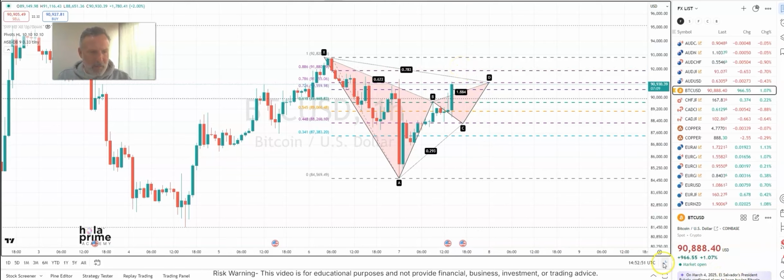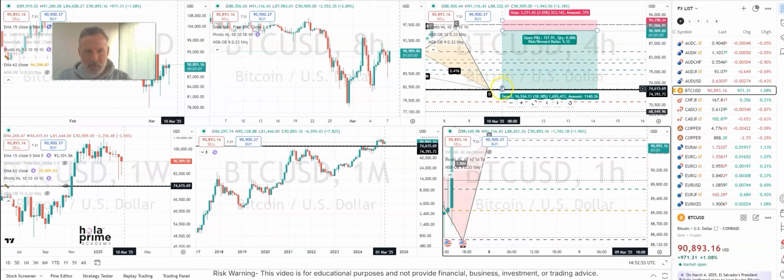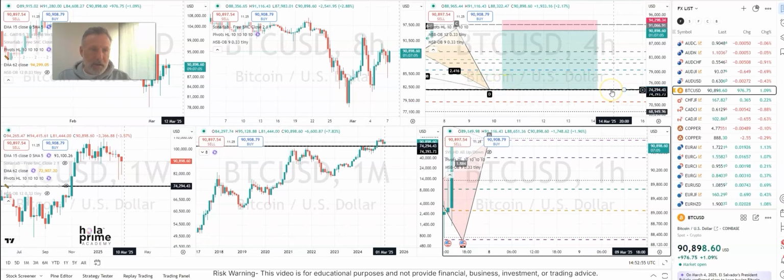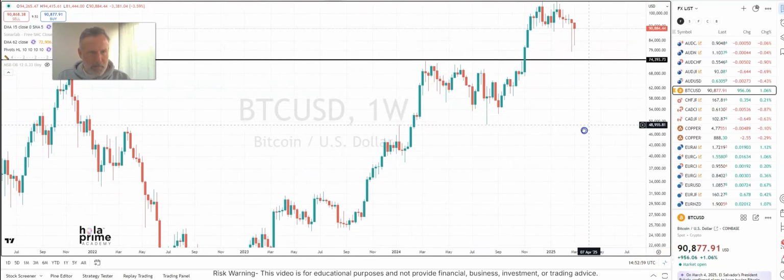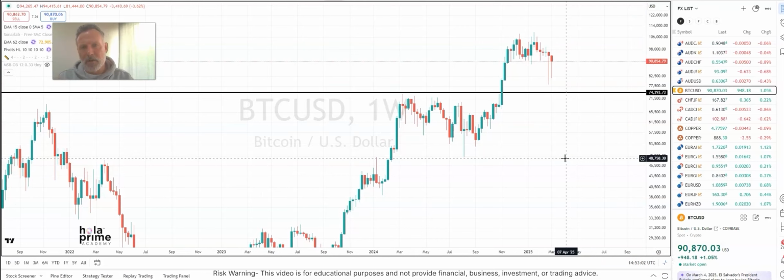Going back to the big picture analysis, so we've got this thick black line. If we go back to the weekly chart, what I do like to see is pivots. So areas that have been support and resistance will often act as support and resistance again.